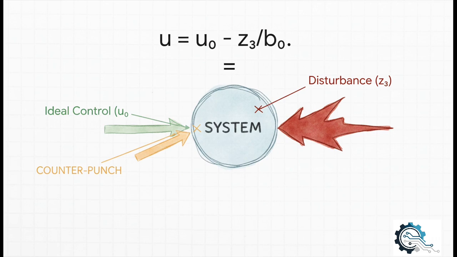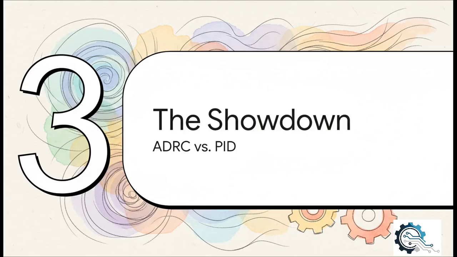This is the active rejection part we were talking about. So U0 is what you would do in a perfect world with no disturbances. But then ADRC adds this brilliant counterpunch. It subtracts Z3, which is the ESO's estimate of the disturbance, and it just cancels it out. By taking away the disturbance before it even has a chance to mess things up, the messy, complicated, real-world plant suddenly starts acting like a simple, predictable system from a textbook. How cool is that?